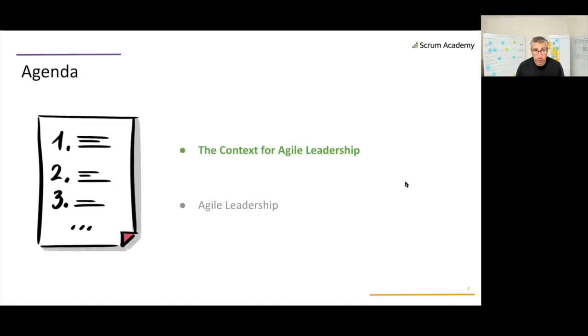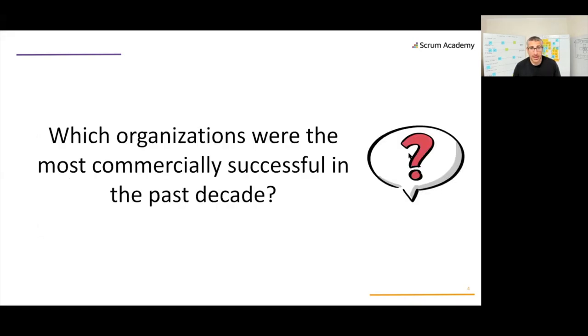So two topics to cover: the context for Agile Leadership, as I mentioned earlier, and Agile Leadership itself. We will dive right in. And we dive right in with a question for all of you. I want you to take a few moments and think for yourself. Which organizations would you put on a list that were the most commercially successful in the past decade? Take a few moments, think about it, ideally put it in our chat.